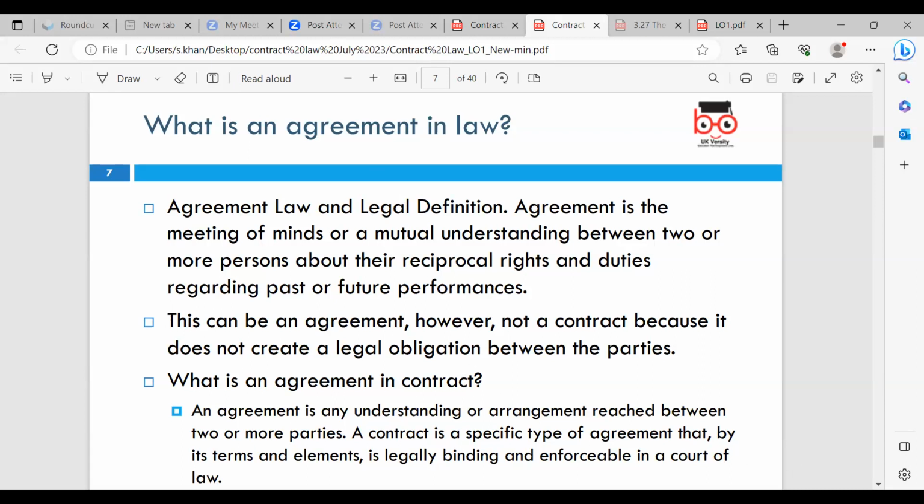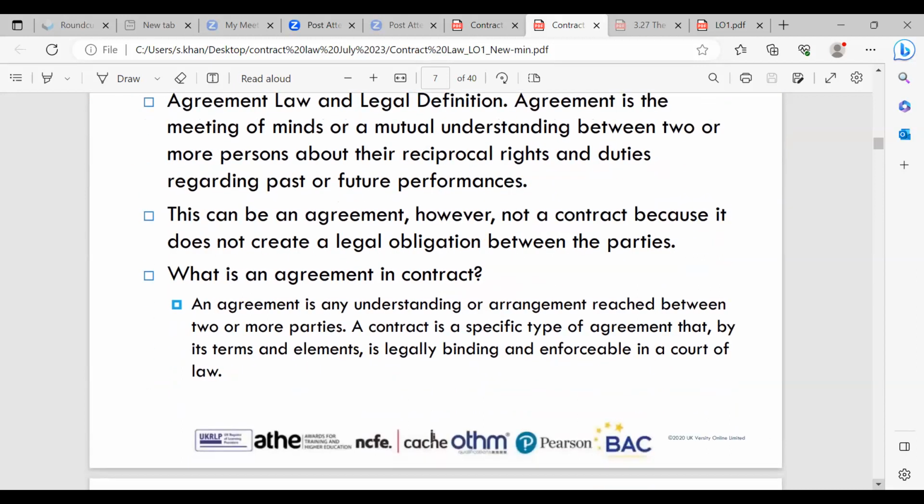What is an agreement in contract law? So, an agreement is an understanding or arrangement reached between 2 or more parties. A contract is a specific type of agreement that by its terms and elements is legally binding and enforceable in a court of law. So if you have a contract between me and you, again about the car, it's an agreement between me and the other party, and there are terms in the contract that identify it is a legally binding contract, and if it had to go to court, it's a legally enforceable contract that can go into a court of law in the UK.